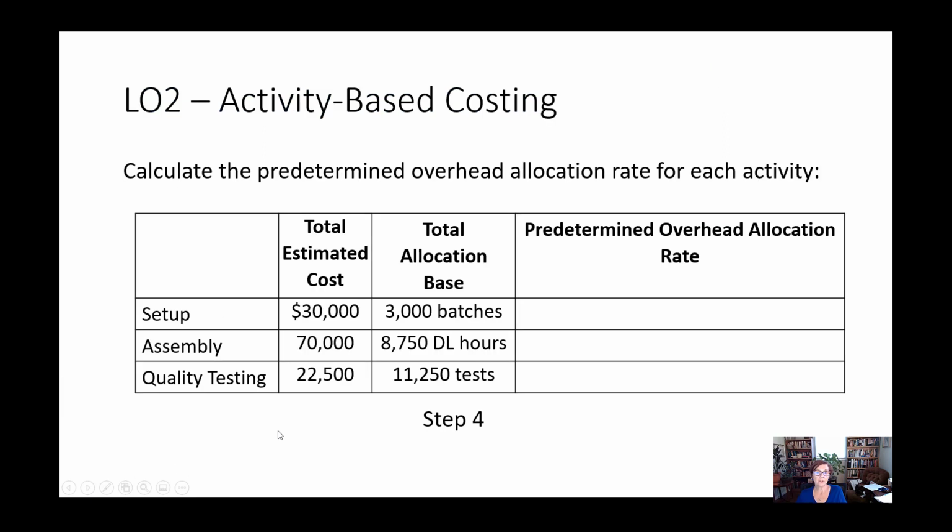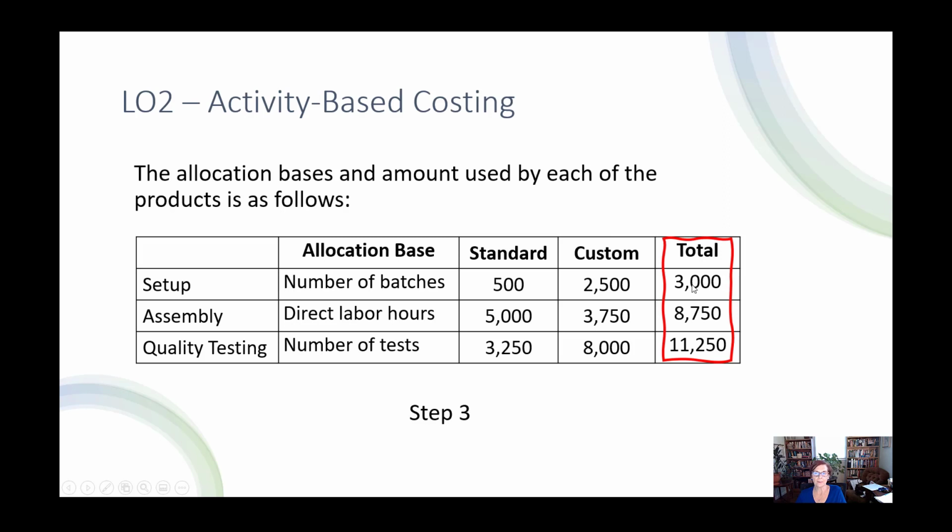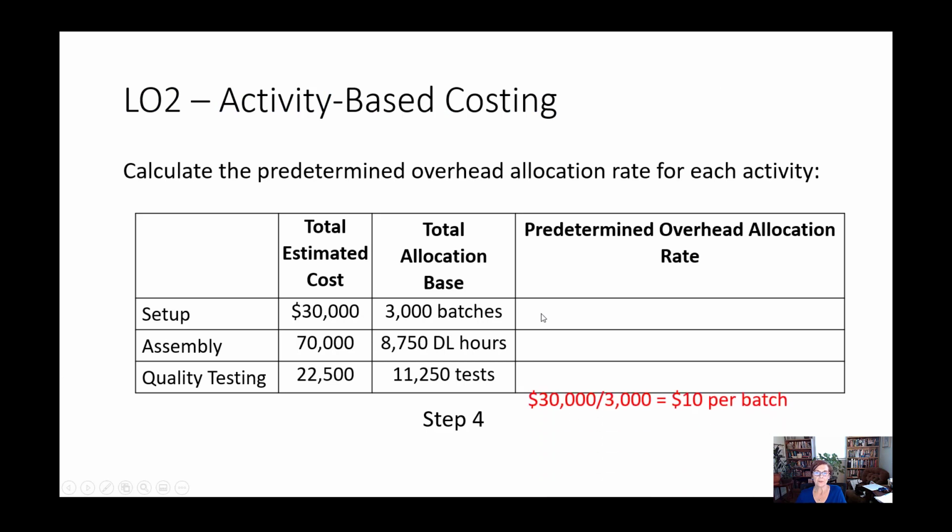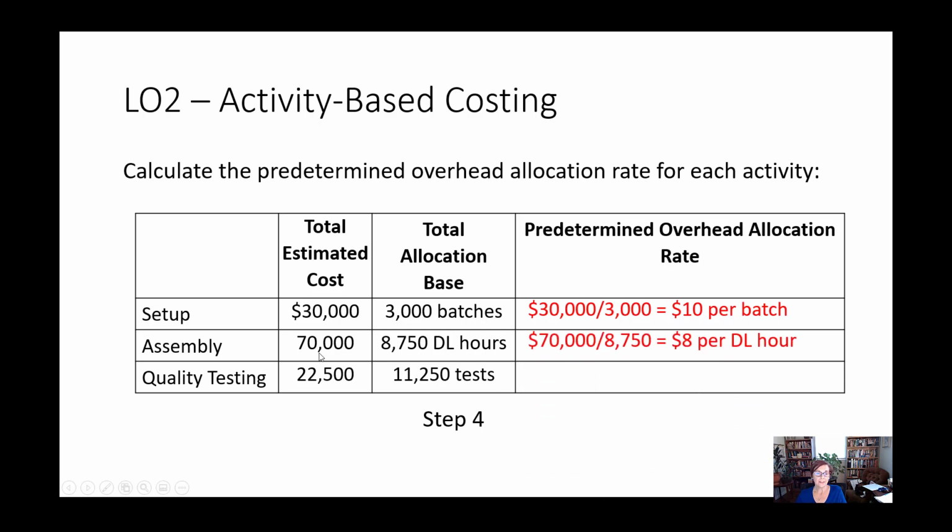Now, the last thing we're going to do is to calculate the allocation rate for each of the activities. So remember, our total estimated cost for setup was $30,000. And we had 3,000 batches in total. I'm going to go back here 1 minute to remind you. So we had 3,000 batches. We're using these total numbers. So we're going to divide the 30,000 by the 3,000 batches, and that gives us $10 per batch. For assembly, we divide the 70,000 by the 8,750, and we get $8 per direct labor hour. And finally, for quality testing, we divide and we get $2 per test.